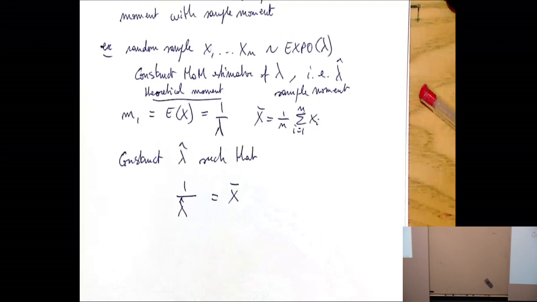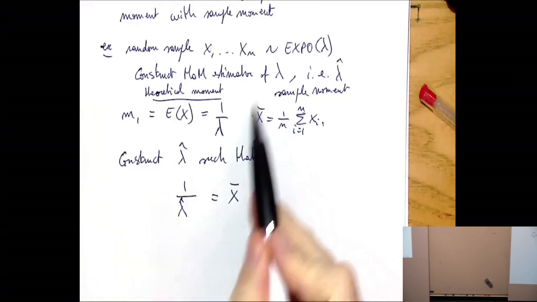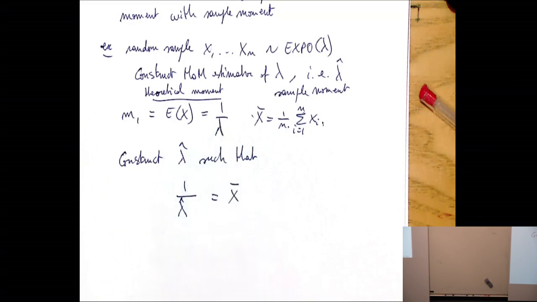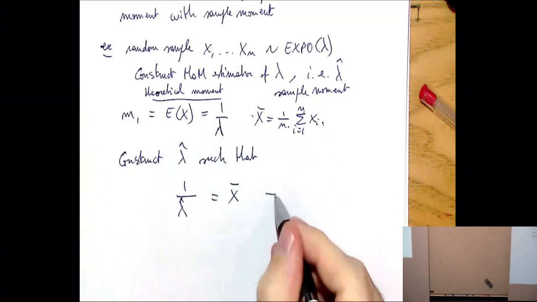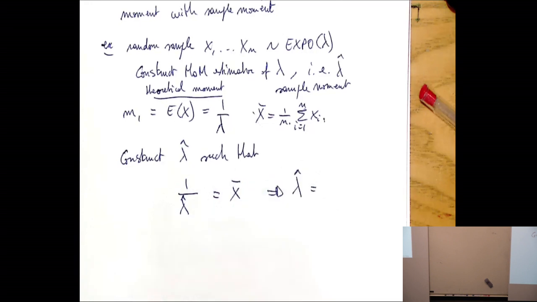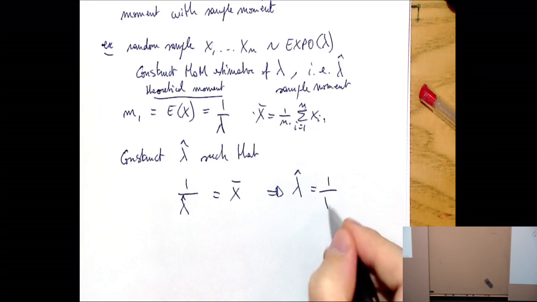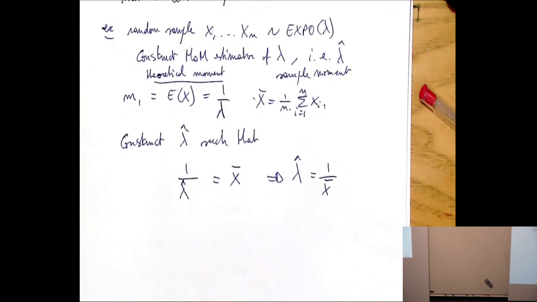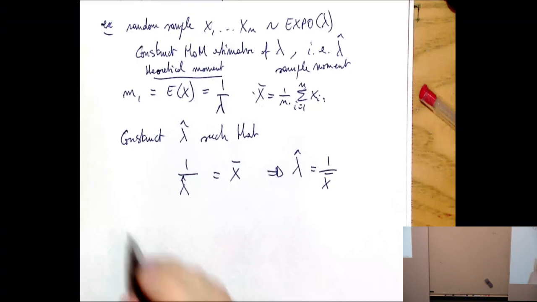Okay, so I force the sample moment, which can be evaluated based on data samples, to be equal to the theoretical moment, right? And by doing this, the method of moment estimator of lambda would be 1 over the sample moment. Okay?